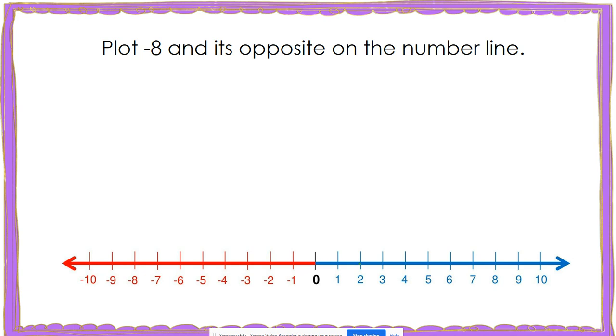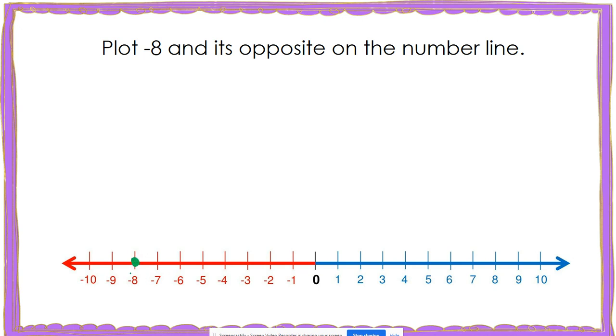I can plot -8 and its opposite on the number line. To get to -8, I know that I would start at 0, and because the number is negative, I would move left, and I would need to move left 8 units to get to -8.